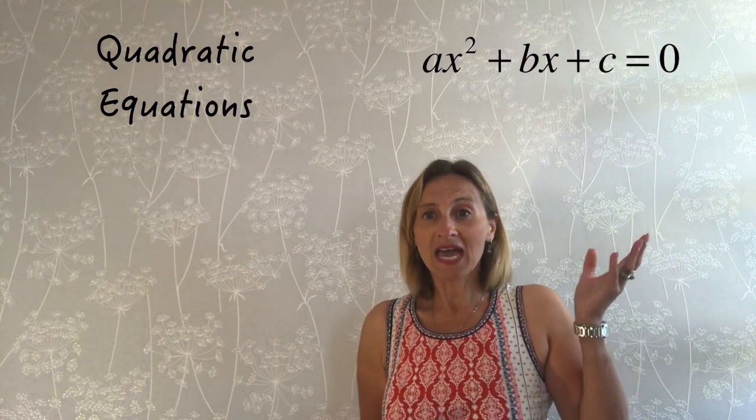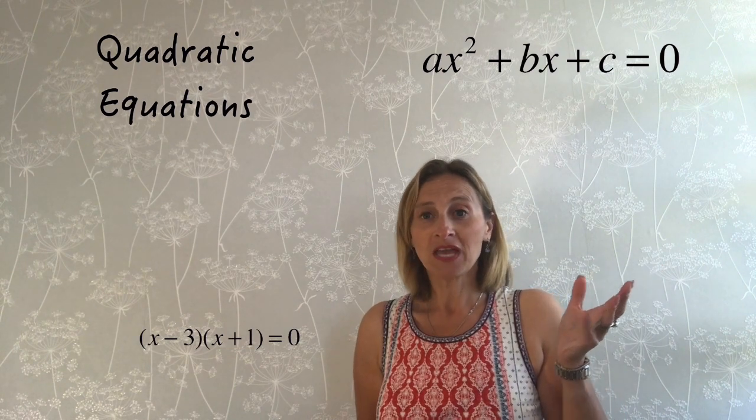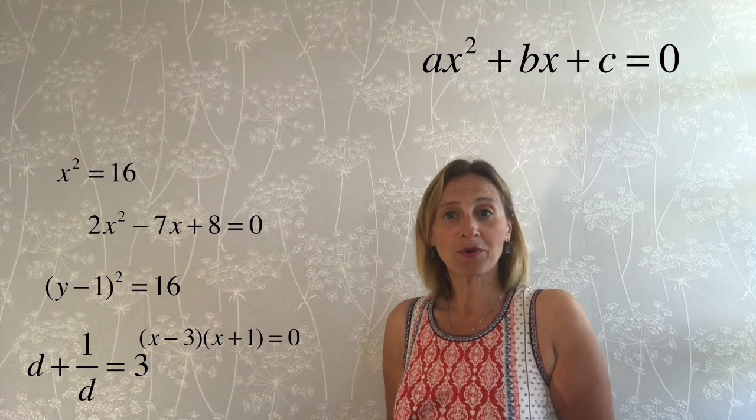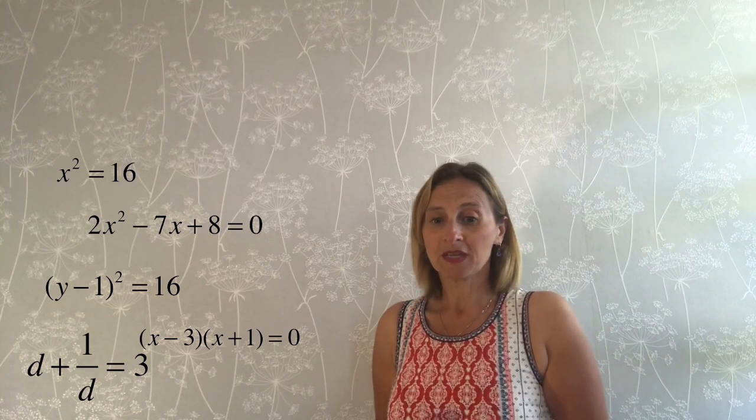Today I'm going to be doing quadratic equations. Now, quadratic equations normally come in the form ax squared plus bx plus c equals 0. Then they can come in many different ways, and we're going to look at each one separately so that you know what to do. Let's have a look at question number 1.